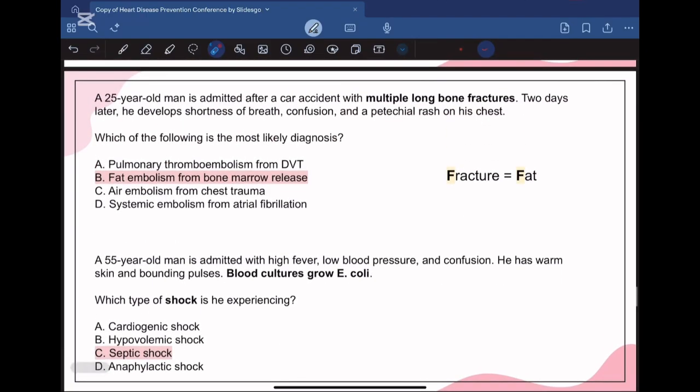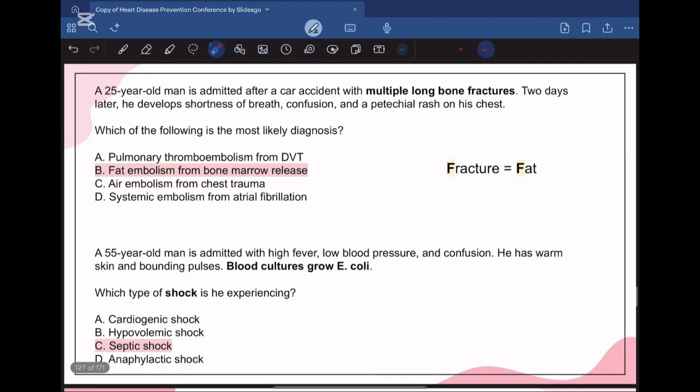If you get this right, well done. And if you get this wrong, it's fine. We are gaining this knowledge. Okay, so basically, which type of shock is this? First, let's know what a shock is. Shock means there is not enough blood going to the tissues. The patient may have hypotension, tachycardia, or confusion.